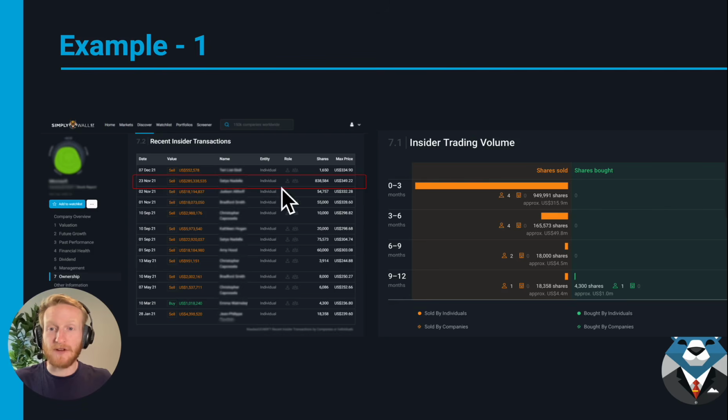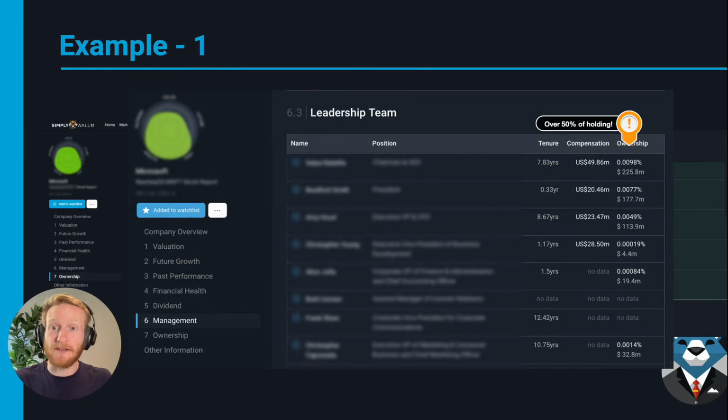So the next thing I would have a look at is the management section, to see how this 285 compares to that particular CEO's total holding. If it was 50% of their holding that they just sold, I'd be pretty concerned.